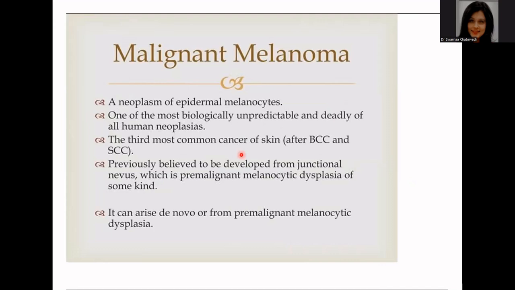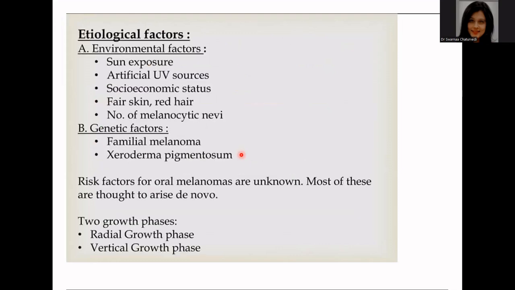Next malignant lesion is malignant melanoma. So basically, it is a neoplasm of epidermal melanocytes. One of the most biologically unpredictable and deadly of all the human neoplasias. It is the third most common cancer of skin after BCC and SCC. Previously, it was believed to be developed from junctional nevus, which is pre-malignant melanocytic dysplasia of some kind, and it can arise de novo or from any pre-malignant melanocytic dysplasia.